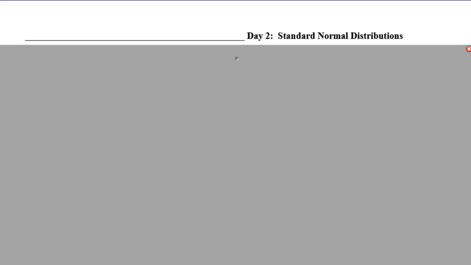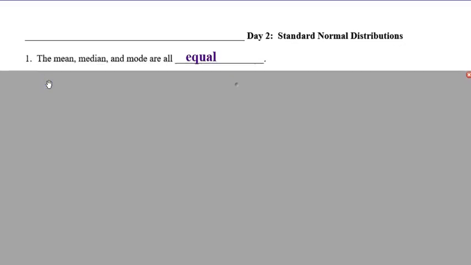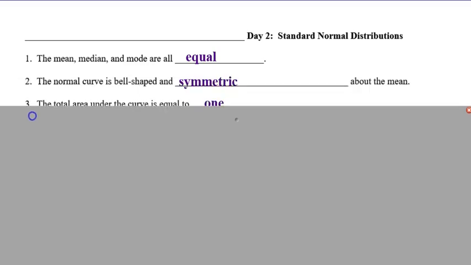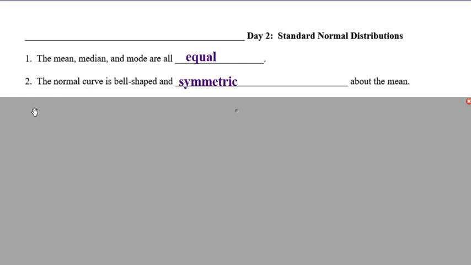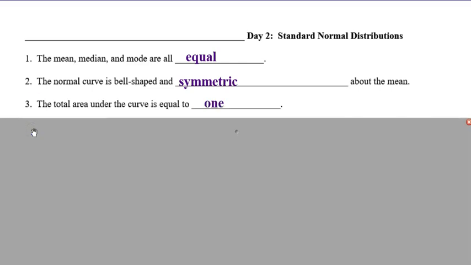All right, day 2, standard normal distributions. So the mean, median, and mode are all going to be equal if it's a standard normal distribution. The normal curve is bell-shaped and symmetric about the mean. In other words, if you drew a line down the center and folded it in half, it would match up. The total area under the curve is equal to 1.